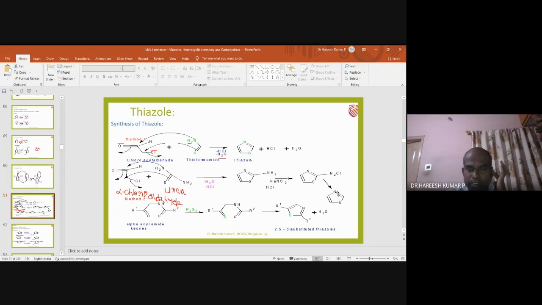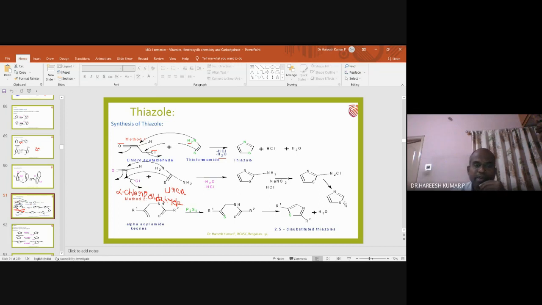So thiazole is also possible to prepare with alpha chloroacetaldehyde and thiourea. It undergoes a condensation reaction and gives rise to 2-aminothiazole. This obtained 2-aminothiazole, when subjected to diazotization, gives thiazole-2-diazonium chloride at the second position. This diazonium chloride, on treatment with boric acid, gives rise to thiazole.